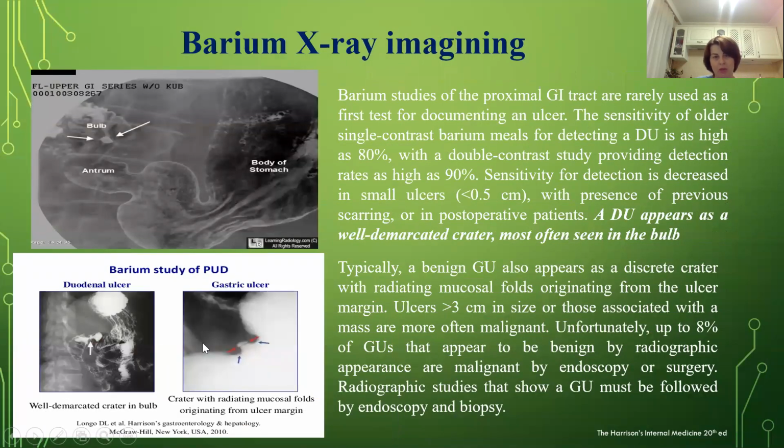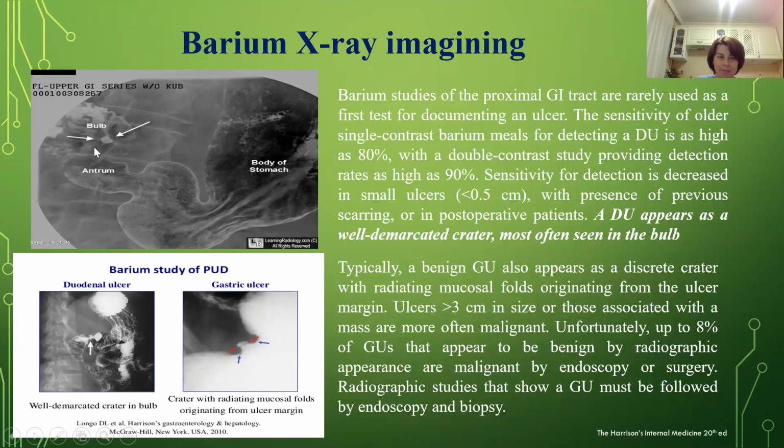Barium X-ray imaging of the proximal GI tract is rarely used as the first test for documenting an ulcer. The sensitivity of the older single contrast barium meals for detecting duodenal ulcer is high, up to 80%, with a double contrast study providing detection rates of up to 90%. Sensitivity for detection is decreased in small ulcers less than 0.5 centimeters, with presence of previous scarring, or in post-operative patients. Duodenal ulcers appear as a well-demarcated crater most often seen in the bulb.